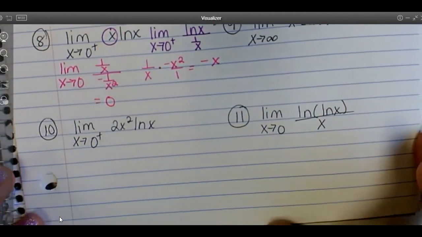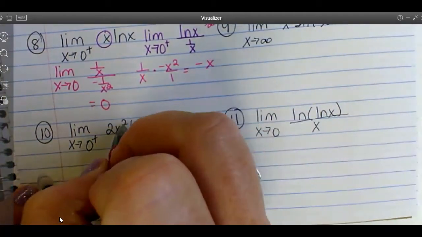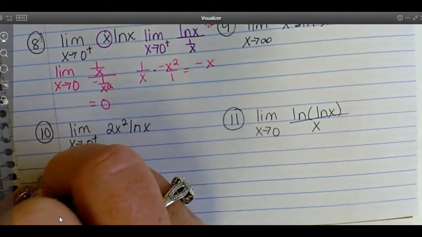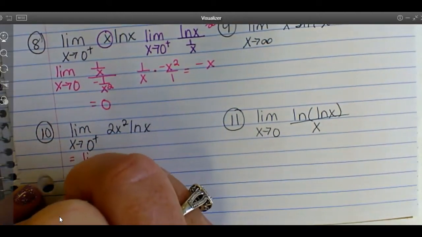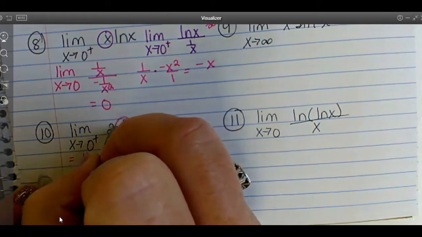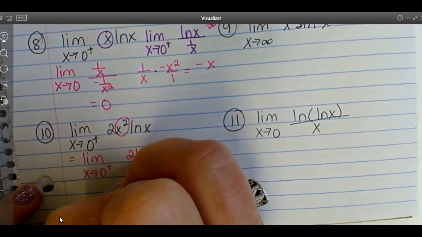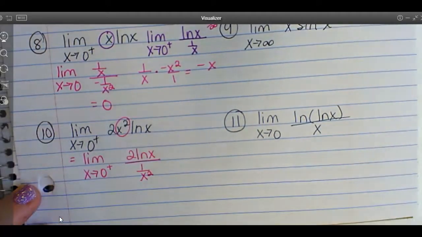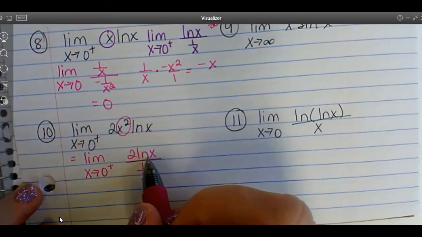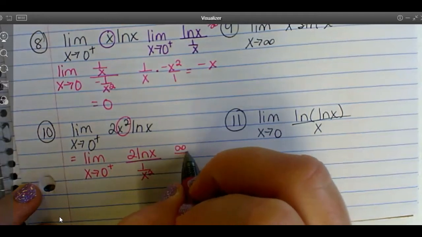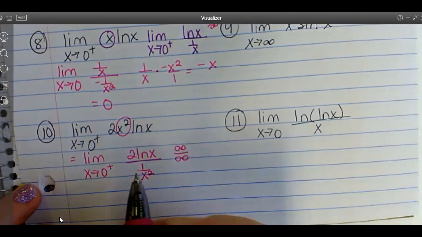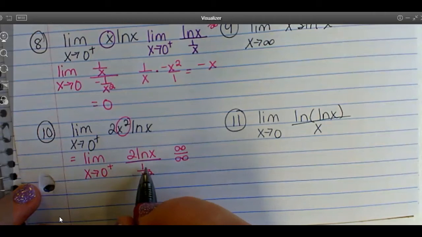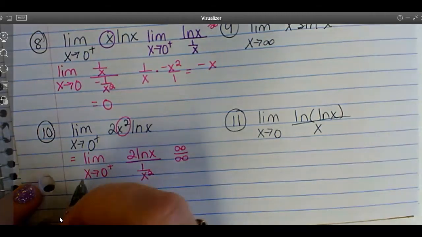And 10 is similar, so I'm going to go ahead and do that one as well. What I would suggest, again, is to move just the x squared. I'd probably just leave the 2. You can move it to the bottom if you wanted to, but I think I would leave it like that. Think about plugging it in. You do get infinity on top and infinity on the bottom. The bottom is that whole fraction there, so 1 over 0 is infinity.